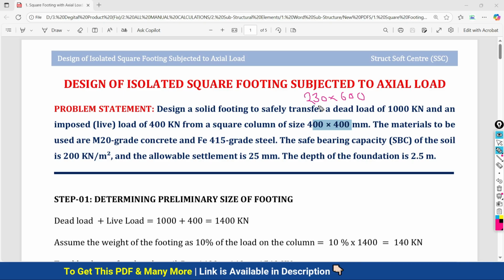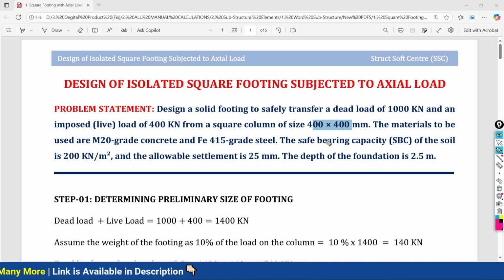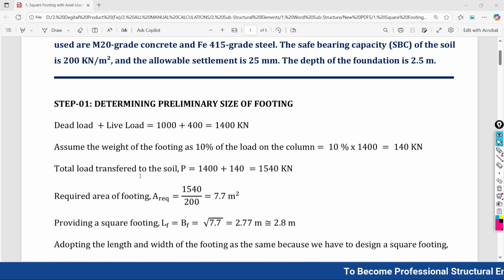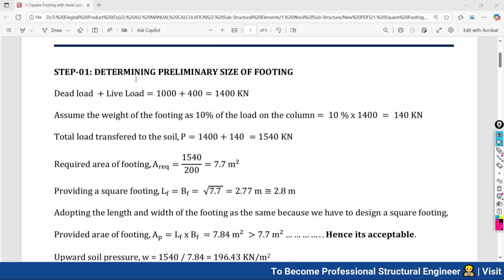There is not a compulsion, but normally we provide the square footing for the case of a square column, rectangular footing for the case of a rectangular column. Why it is, we will discuss later. But as of now, we have to design our foundation in respect of all of this given data. So in the very first step, we are going to do the preliminary sizing of the footing.